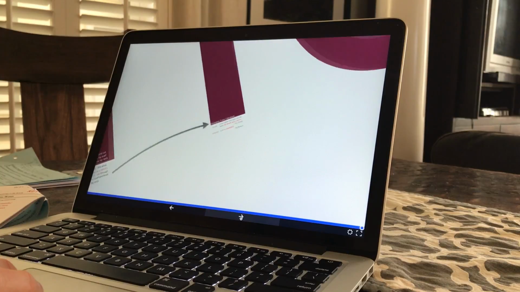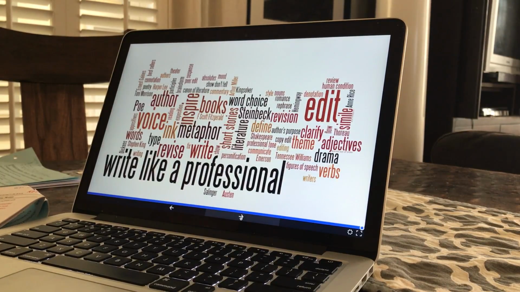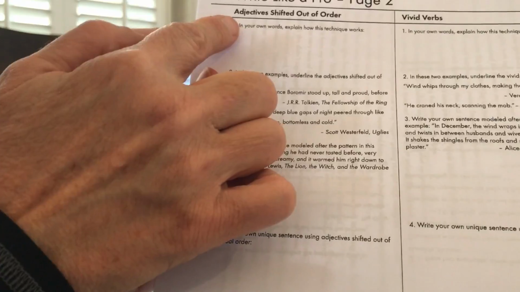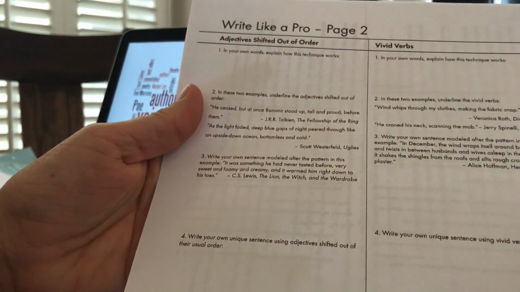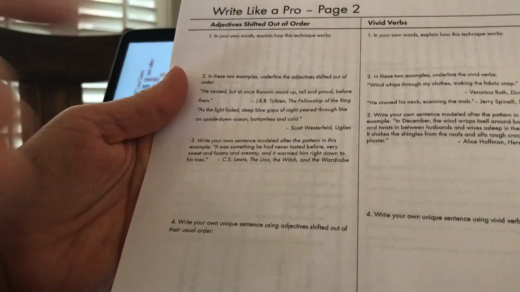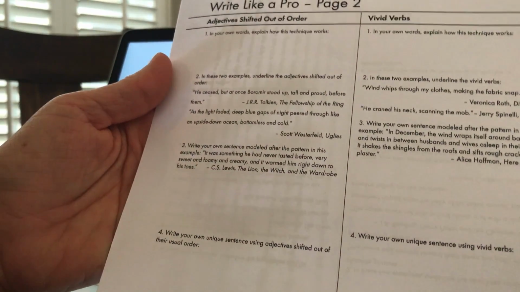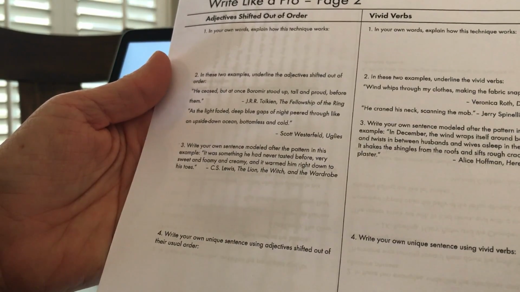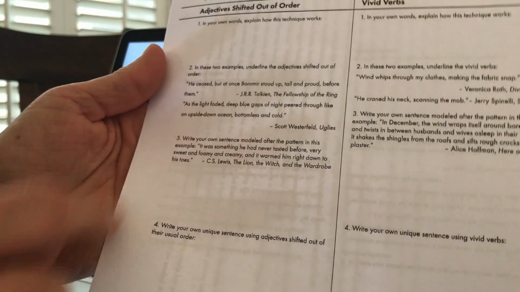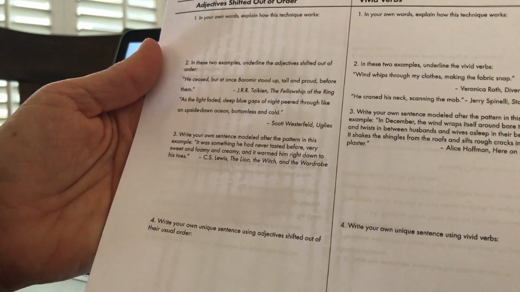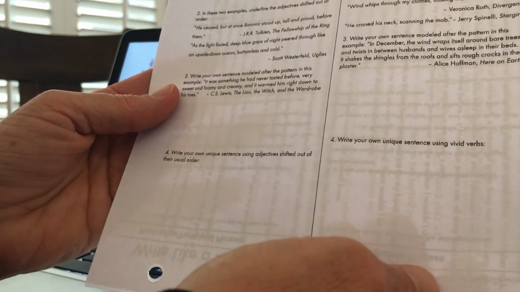She's great. All right, so now what I want you guys to do is you're going to take that chart. Can you see it? And I want you to go through and in your own words, kind of explain what each technique is. You can go back and use the video if you want. Then you're going to read the examples that they give you. And you're going to underline the technique. For number 3, you're actually going to model their sentence. And write a sentence right here modeled after this one. And number 4, then you come up with your own complete, unique sentence using the technique we talked about.